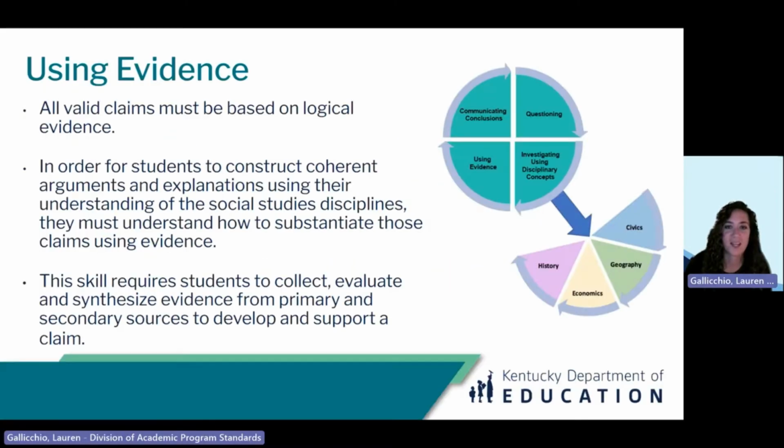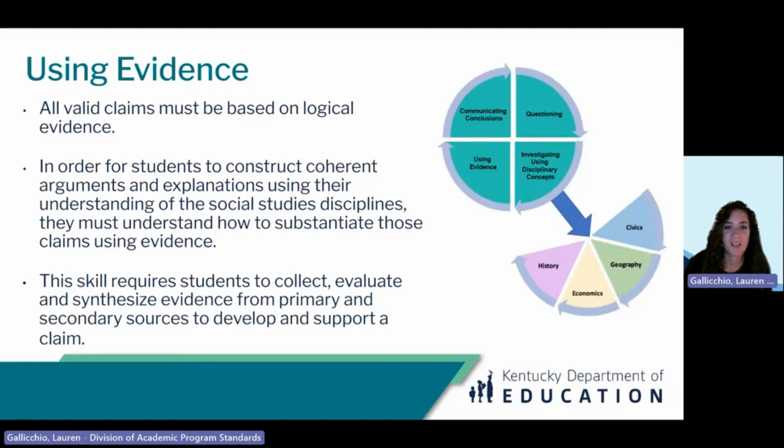As you are aware, the Kentucky Academic Standards for Social Studies require that students engage with the inquiry practices of questioning, investigating using disciplinary concepts, using evidence, and communicating conclusions. Once students are investigating using disciplinary concepts, they are engaging with the disciplinary strands of civics, geography, economics, and history. One of the inquiry practices of the CAS for Social Studies is using evidence.